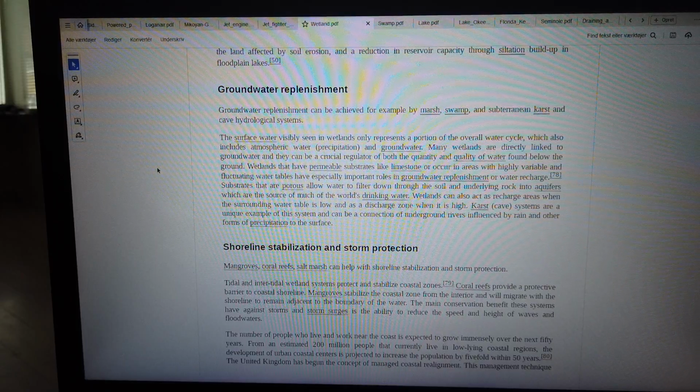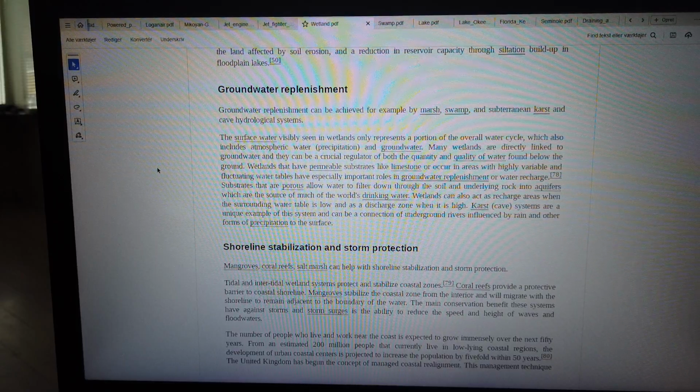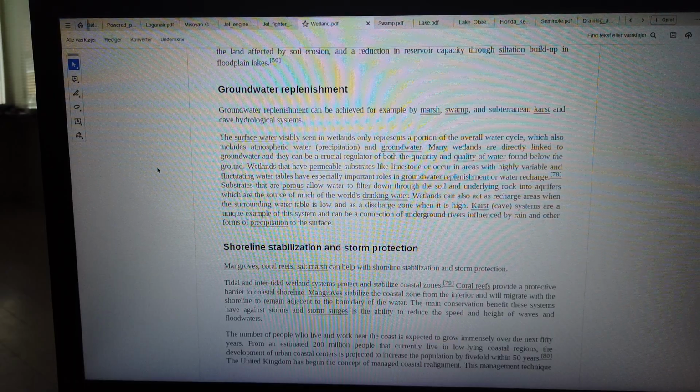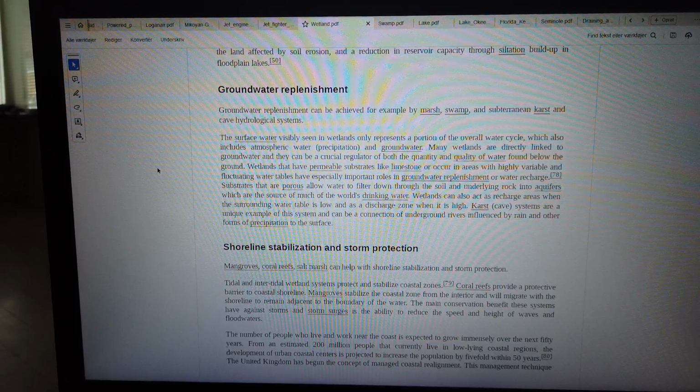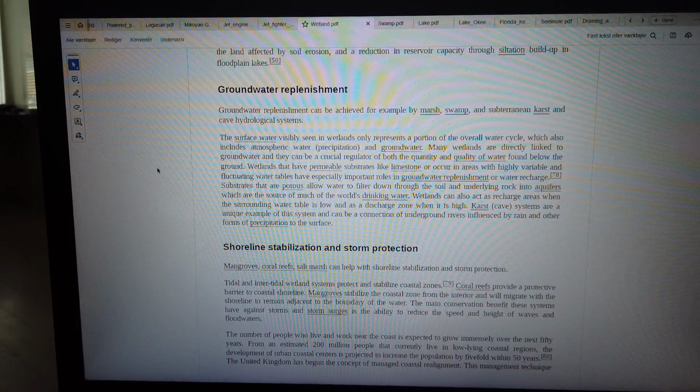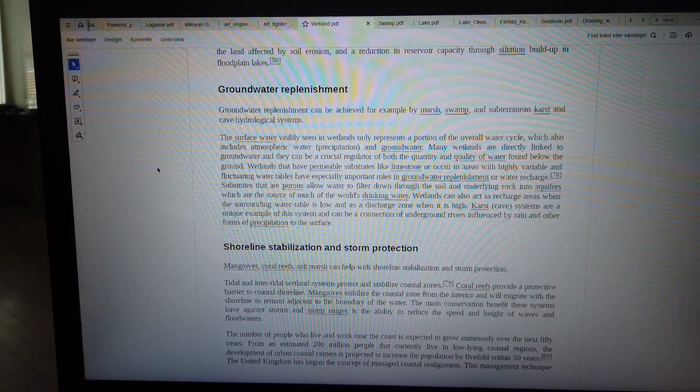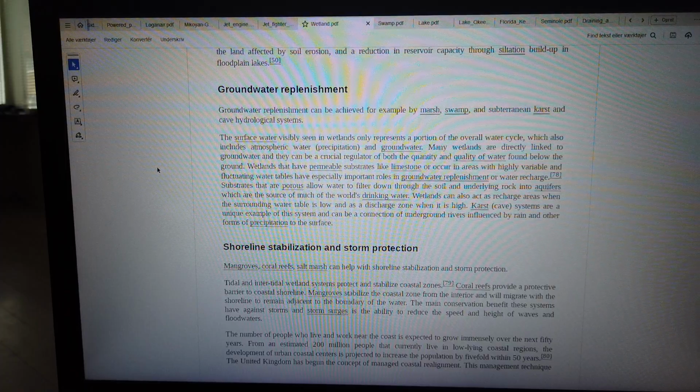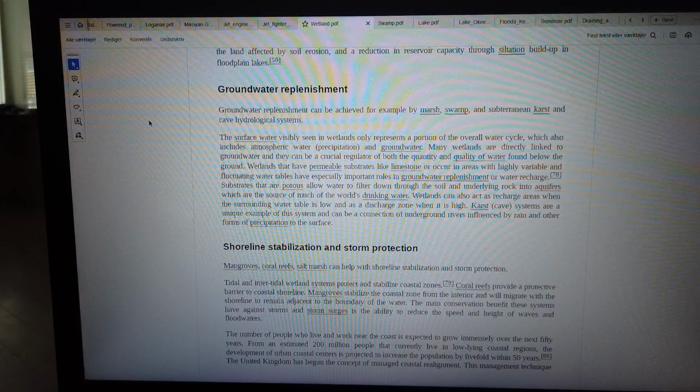The number of people who live and work near the coast is expected to grow immensely over the next 50 years. From an estimated 200 million people that currently live in low-lying coastal regions, the development of urban coastal centers is projected to increase the population fivefold within 50 years.